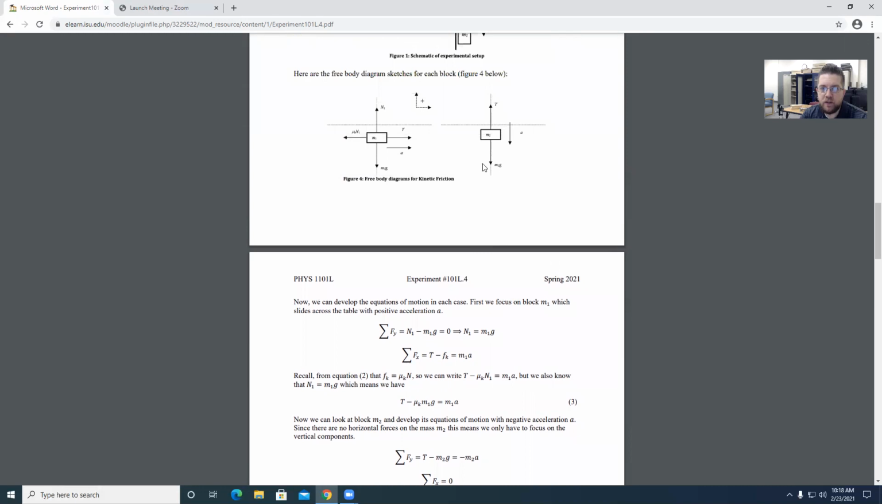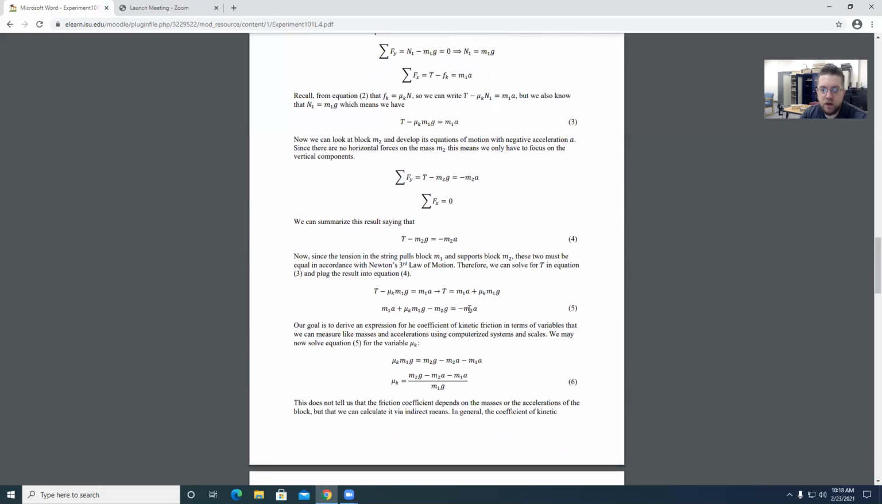Then you do the same thing for the second block, or the mass hanger, and you get equation number 4, which is just the tension upward minus the gravitational force downward equals negative ma, which is Newton's second law. Okay, then what you can do is solve both of those equations for tension and then set the tensions equal to one another, because the tension along the string is the same at every single point along the string, and in accordance with Newton's third law as well.